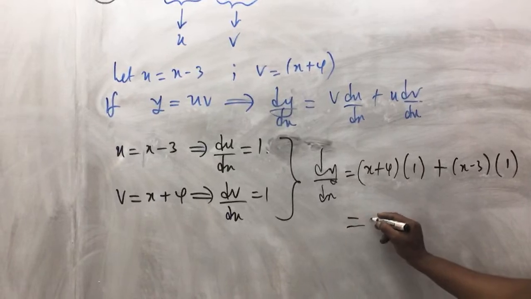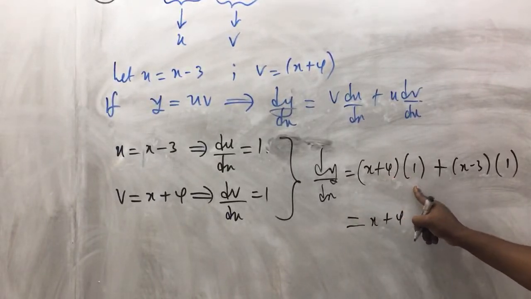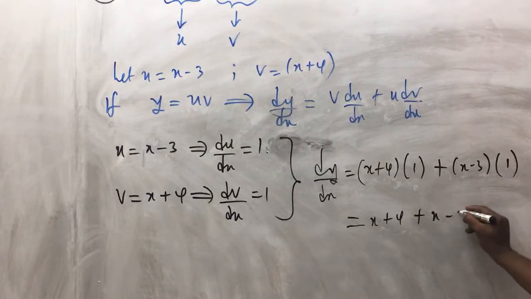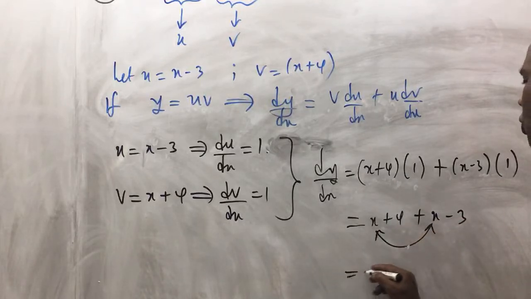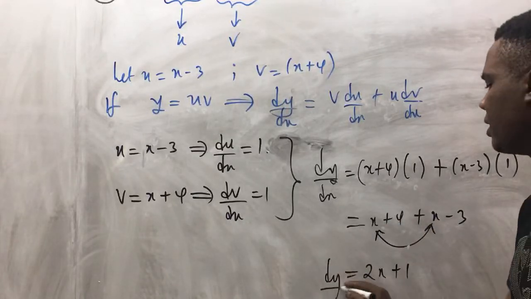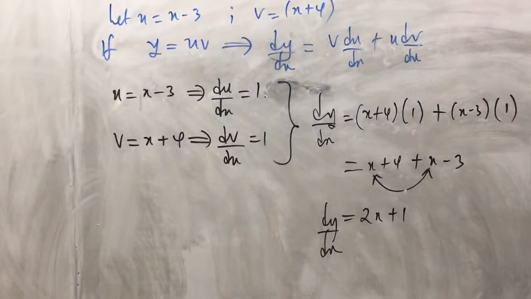So if you simplify, that will give you x plus 4. x plus 4 times 1 will give you x plus 4, plus x minus 3 times 1, which is x minus 3. So this and this would add to each other to give you 2x, and you end up having 4 minus 3, which is 1. So dy/dx for that particular function will give you 2x plus 1.